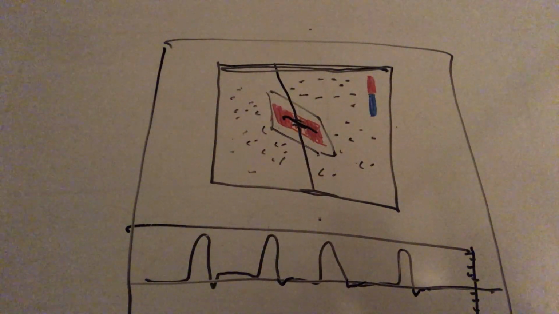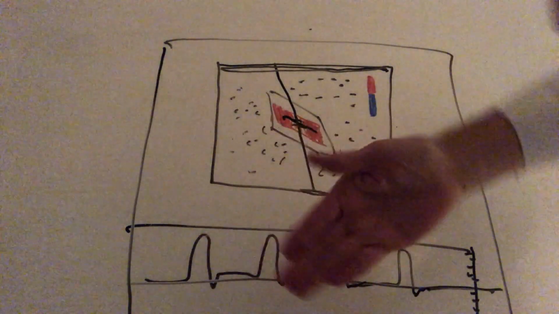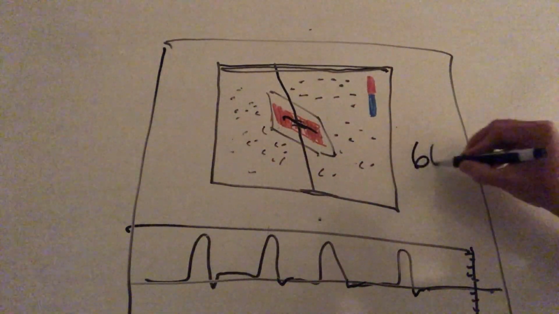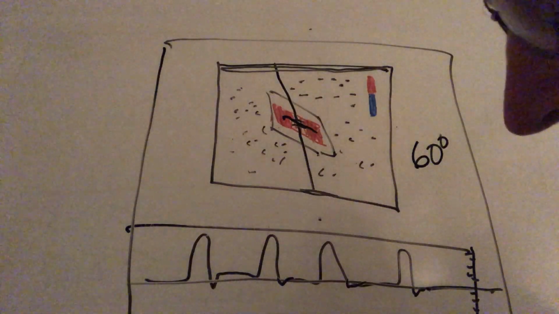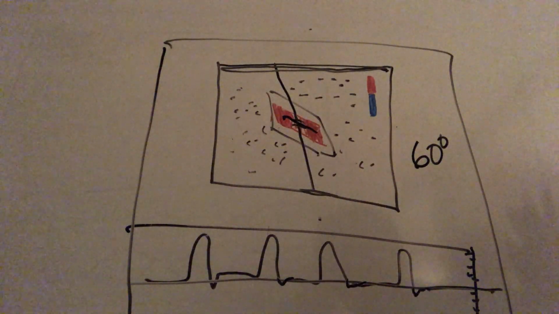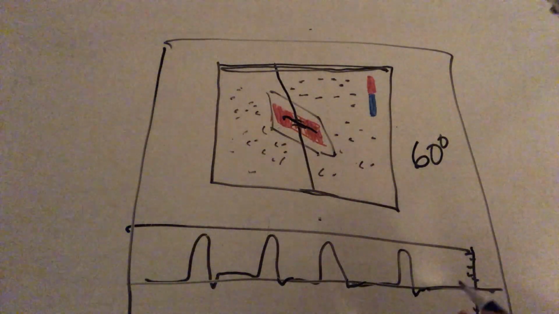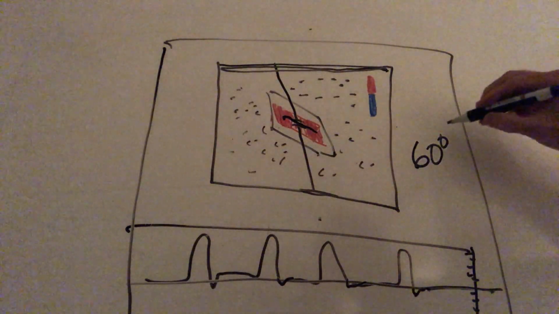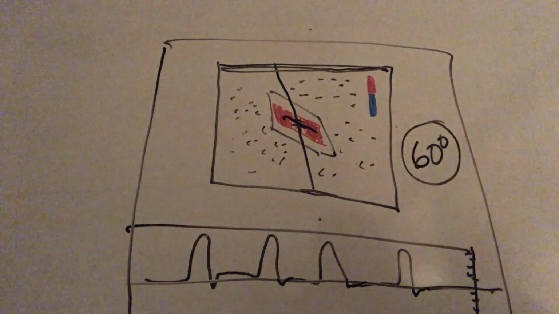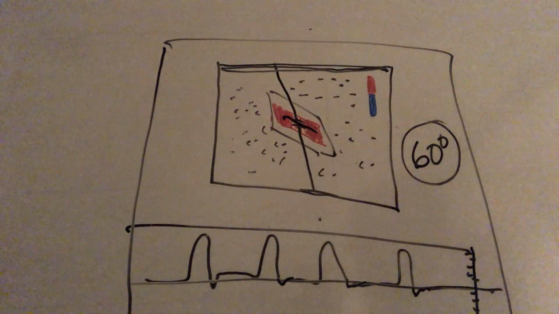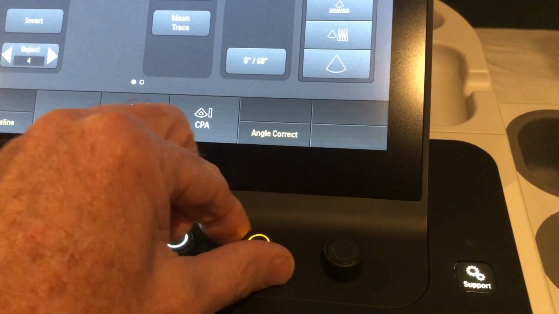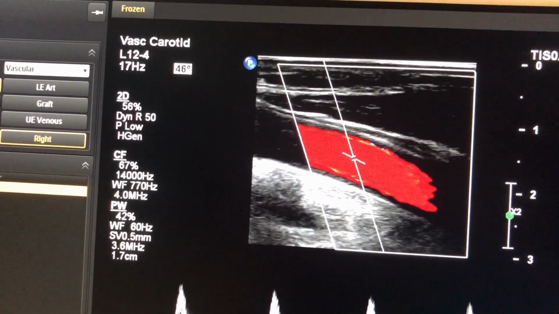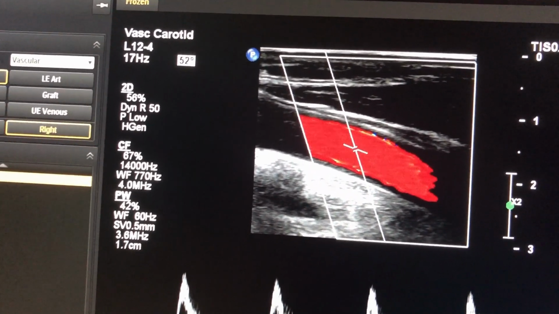Remember this, we have to adjust our image by rocking back and forth of our transducer so it's 60 degrees or less. More than 60 degrees is absolutely useless. Less than 60 degrees is good. Actually, it's more accurate, but they want us to do it right around 60 degrees. Here's the angle correct knob, and you adjust that angle so it's parallel to the walls of the vessel.